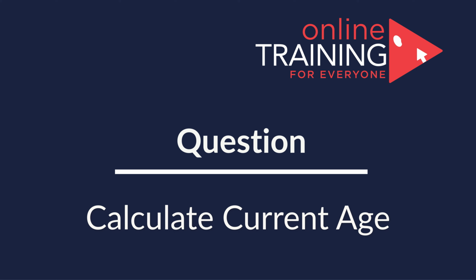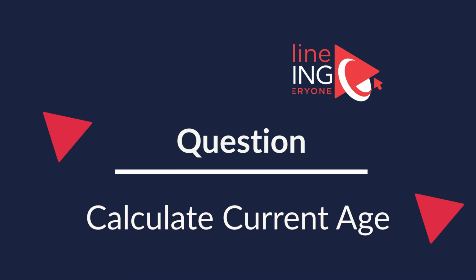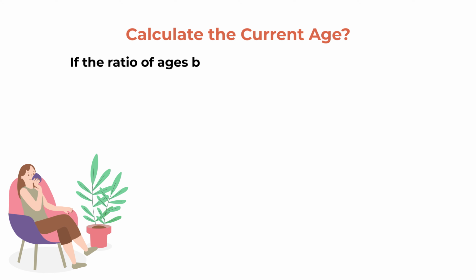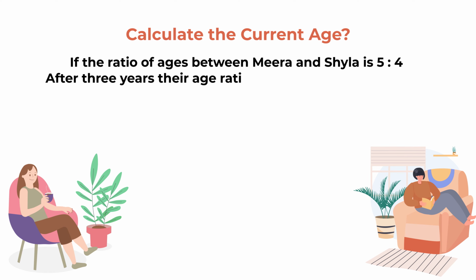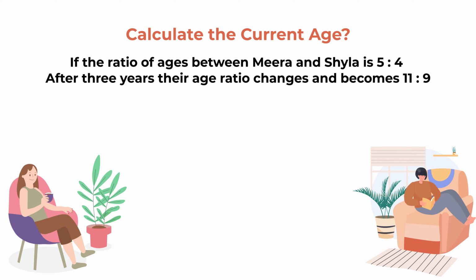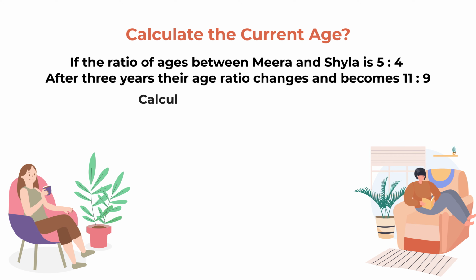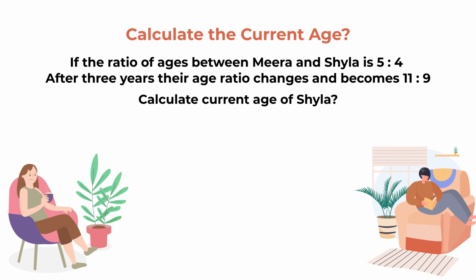Here's the question, which seems easy but has some tricky elements to it. You need to calculate the current age of Shyla. If the ratio of ages between Mira and Shyla is 5:4, after 3 years, the age ratio changes and becomes 11:9. You need to calculate the current age of Shyla, and you have 4 different choices.